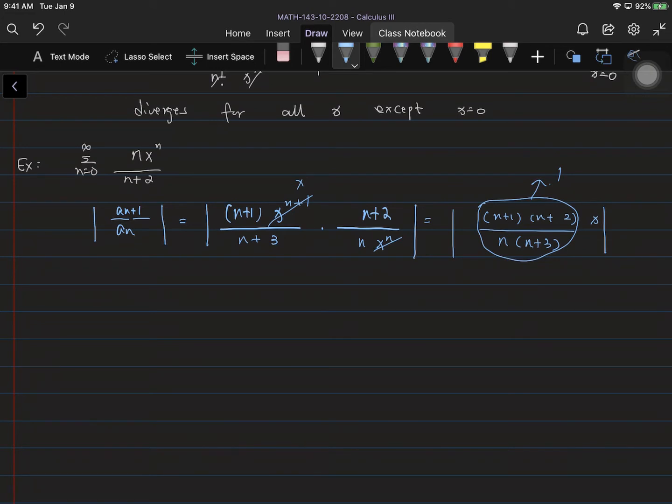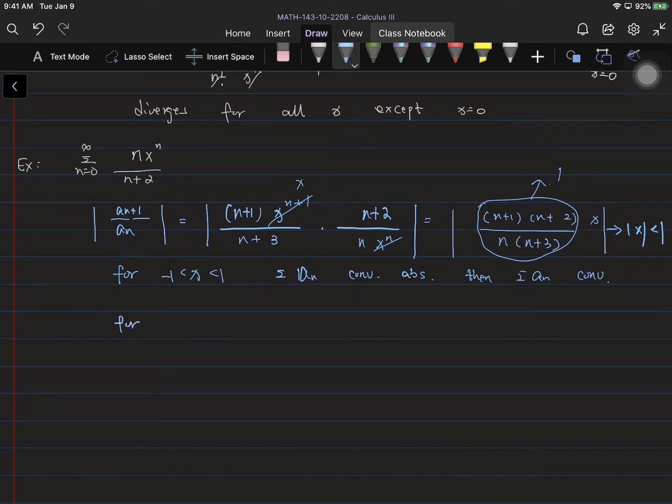So this limit goes to the absolute value of x, and then we need this to be less than 1 for convergence. So when this holds, the series converges absolutely. But we didn't tell whether it converges or diverges when the x value equals 1.